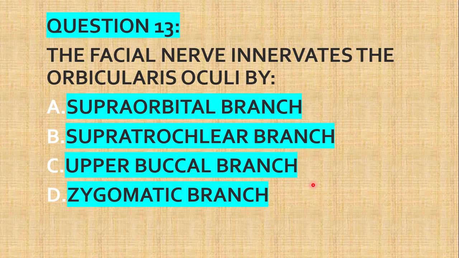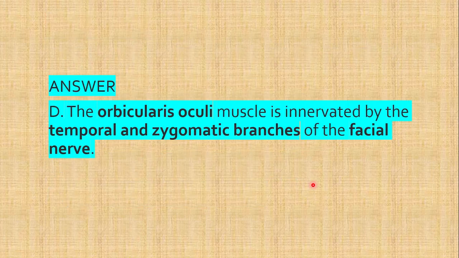Question 13. The facial nerve innervates the orbicularis oculi by A, supraorbital nerve, B, supratrochlear branch, C, upper buccal nerve, D, zygomatic branch. And the answer to this question is the zygomatic branch. So the orbicularis oculi muscle is innervated by the temporal and zygomatic branches of the facial nerve.